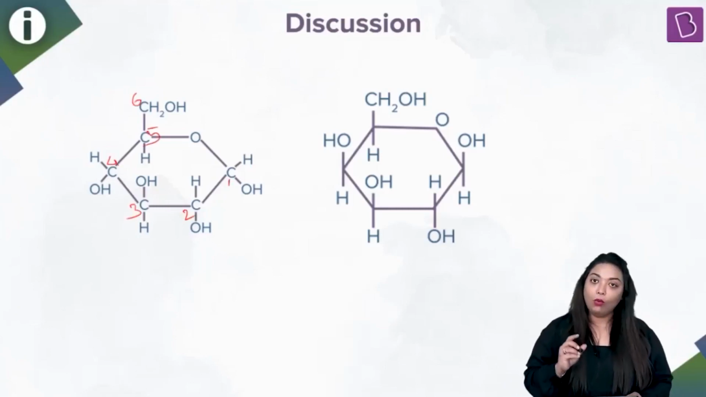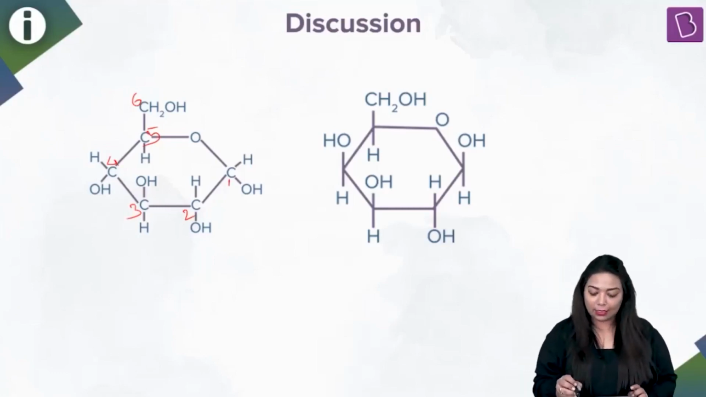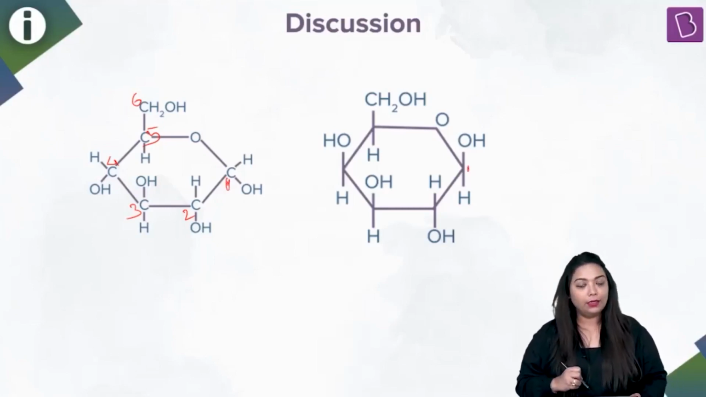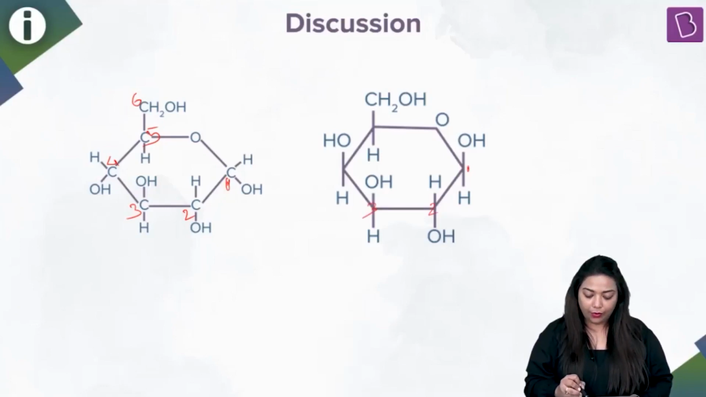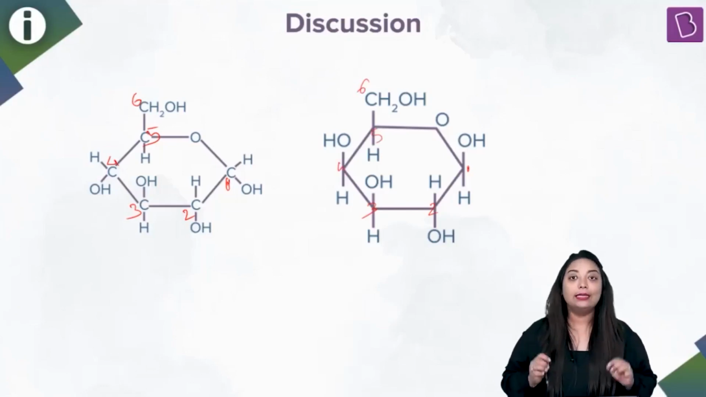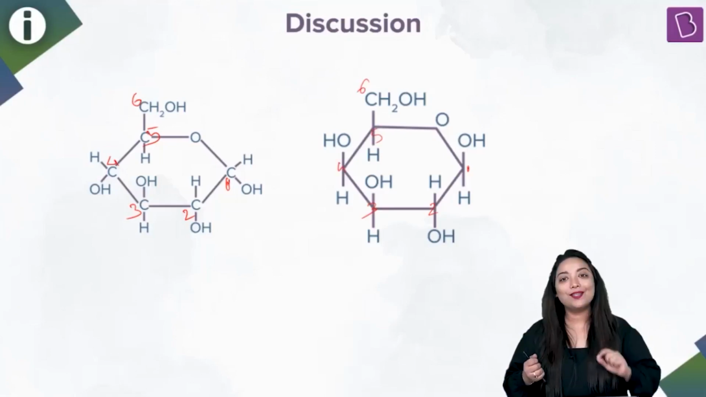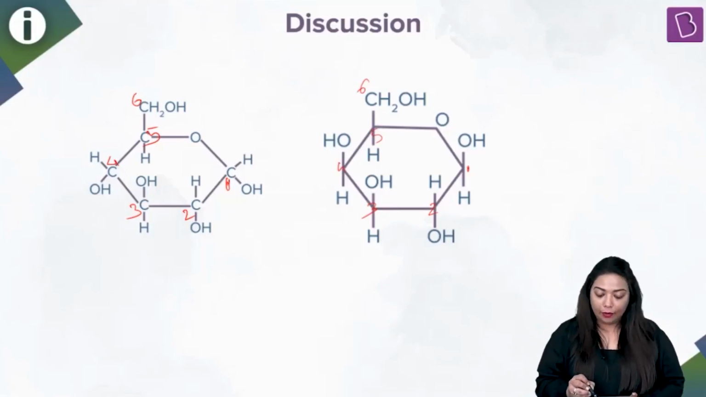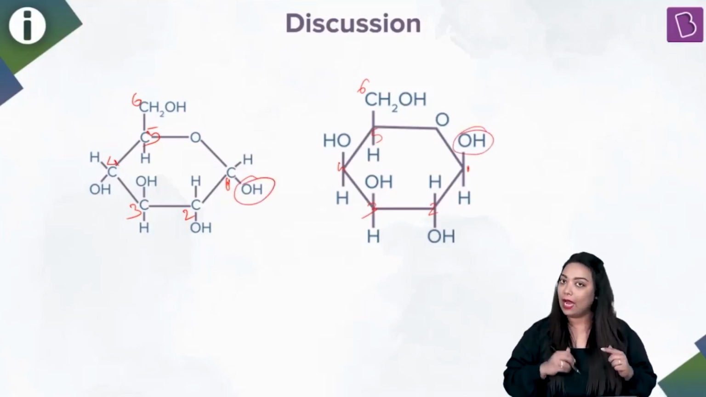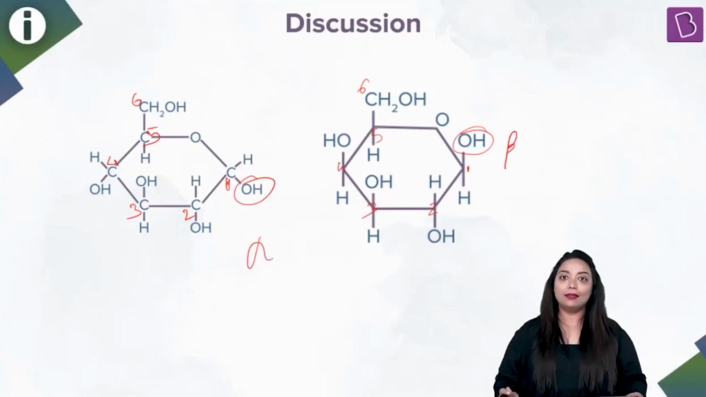Now correspond the first carbon to this next one. If this is the first carbon, naturally here is where your first carbon is, and you can go on 2, 3, 4, 5 and 6. So this is how you're going to number the glucose molecule. The next thing I want you to observe is the hydroxyl group on the first carbon. Where is it? Here it's down and here it's up. When it's down, you come across the term alpha, and when it's up, you say it's beta.